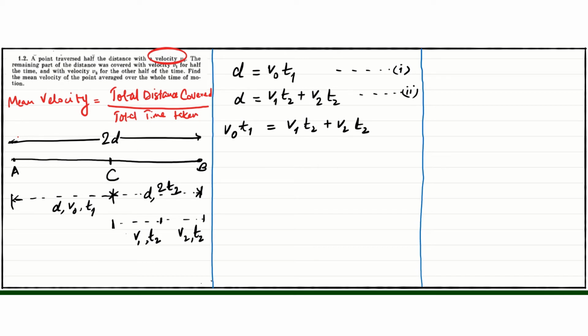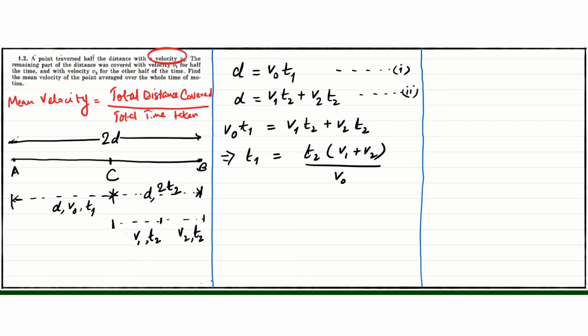So can we calculate T1 in terms of T2 from this equation? Yes, we can. So this implies that T1 is equal to, we can take T2 out and put a bracket there. So T2 multiplied by V1 plus V2 divided by V0. So now we know T1 in terms of T2.